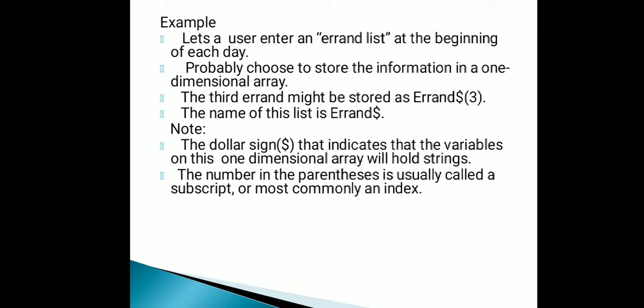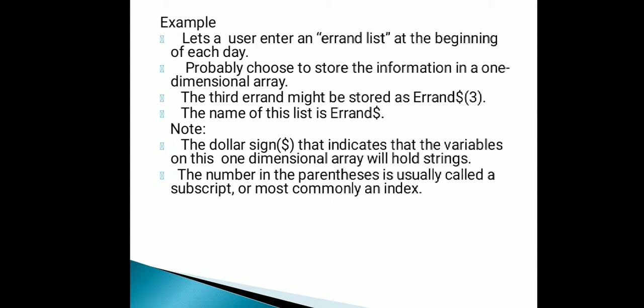So the dollar sign is used to hold strings, and the open bracket and close bracket specify that errand is an array variable. The 3 indicates the index of the array. So the index of the array is errand(3). The array size is 3, so we can store 3 elements in our array. So the index values are 0, 1, 2, 3.